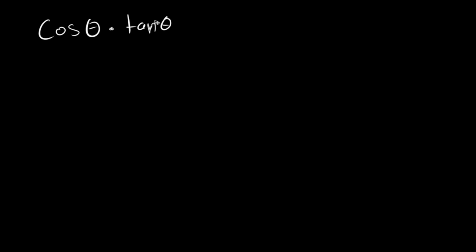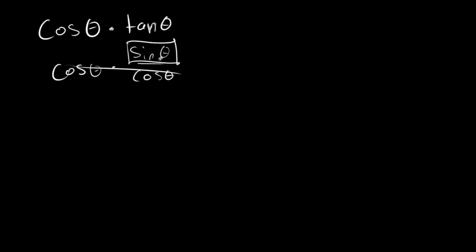Our next function right here is going to be cosine theta times tan theta. And it's nice because we have cosine and a tangent, and we can just get everything in terms of cosine and sine really quickly. So cosine, we're going to leave like that, times sine theta over cosine theta. And we know these are going to cross out, and the answer is just going to be sine theta.